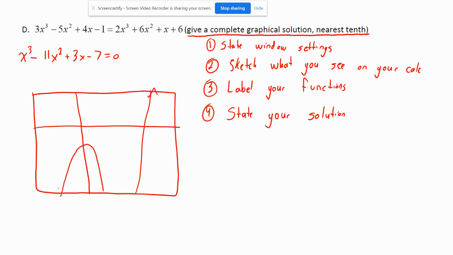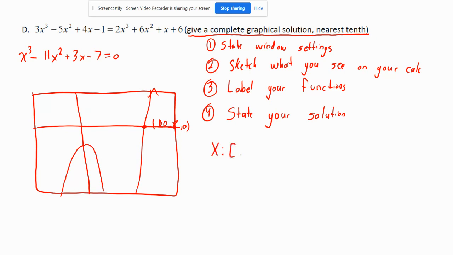Okay, so it looks like the graph's coming up over here. It would be coming down over here, but I don't really see that. What I'm looking for is this x-intercept right over here, right? So I'm going to do second calc, zero, and figure out what this guy's going to be. We're asking for the nearest tenth. This point is 10.8, comma 0.